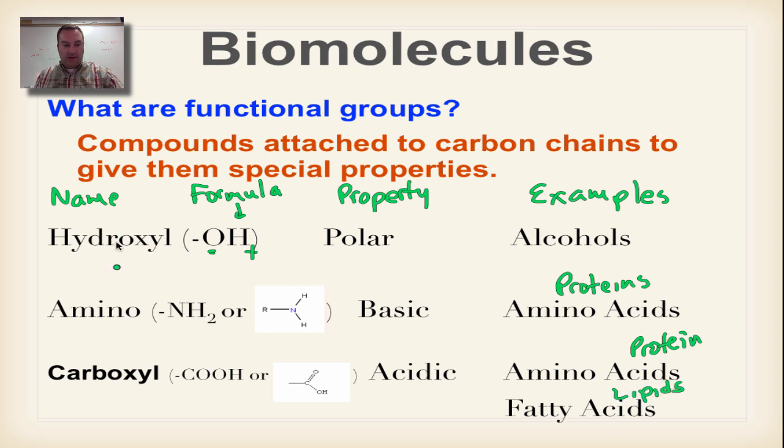So let's go over this again. We need to know three different functional groups. Hydroxyl group, which is an OH, it's polar, and you find it in alcohols, among other things. Second one is an amino group. It's NH2, can be drawn this way. It acts like a base. You find it in amino acids, which are used to make proteins. A carboxyl group, COOH, you draw it like this. It's acidic, and it's the acid part of an amino acid and of a fatty acid.